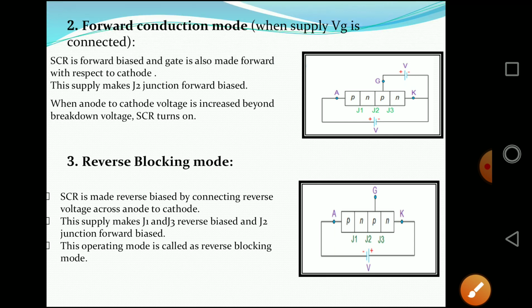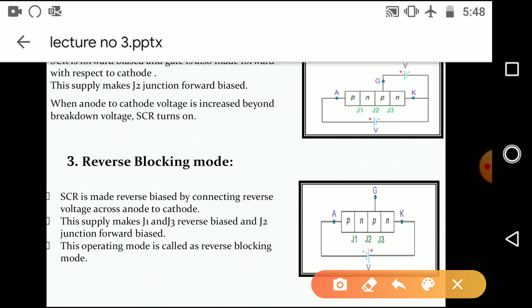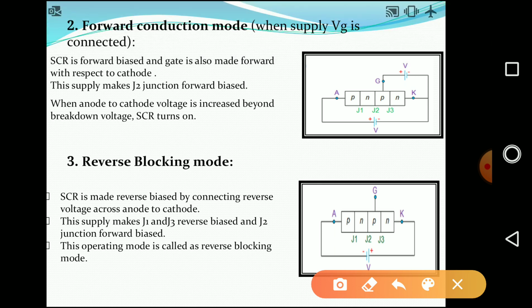Next is reverse blocking mode. Reverse blocking mode means the SCR is made reverse biased. That is, the negative terminal of the supply is connected to the anode, so the anode gets negative supply, and the positive supply is connected to the cathode.